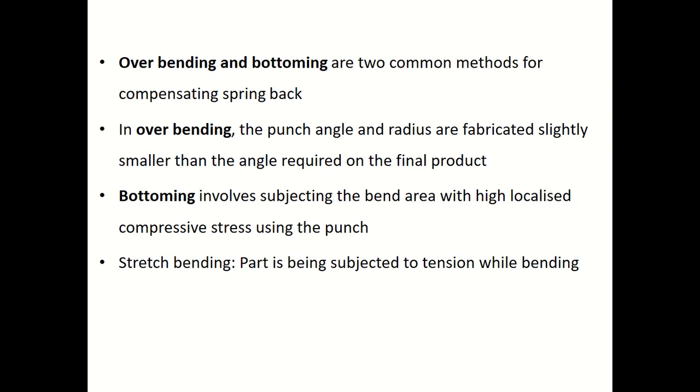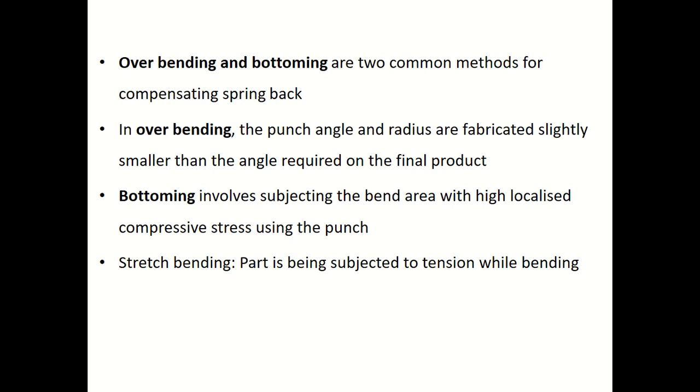What is happening in an overbending? In an overbending, the punch angle and the radius are fabricated slightly smaller than the angle required for the final product. Okay, this is how it is happening. In an overbending, the punch angle and the radius are fabricated slightly smaller than the angle required on the final product.